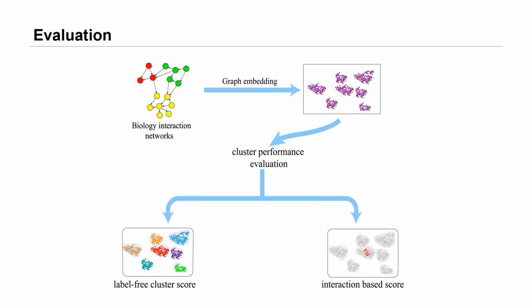After the graph embedding, t-SNE was applied to reduce the dimension for visualization. Two evaluation indicators were used to assess the embedding performance from different perspectives. The label-free cluster score surveys whether the distance between two nodes within a cluster is less than the distance between two nodes in different clusters. The interaction-based score evaluates whether node pairs which have an interaction are allocated to the same cluster.